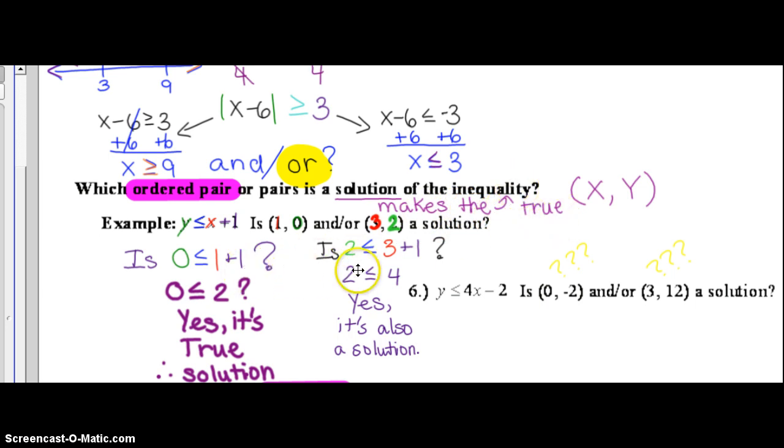Is it a yes or a no? Solution or not a solution? The first one, I'm going to substitute 1 in for x and 0 in for y. So I ask myself, is 0 less than or equal to 1 plus 1? When I simplify and find the sum of 1 plus 1, I get 2. So is 0 less than or equal to 2? Sure it is. It's a true solution.